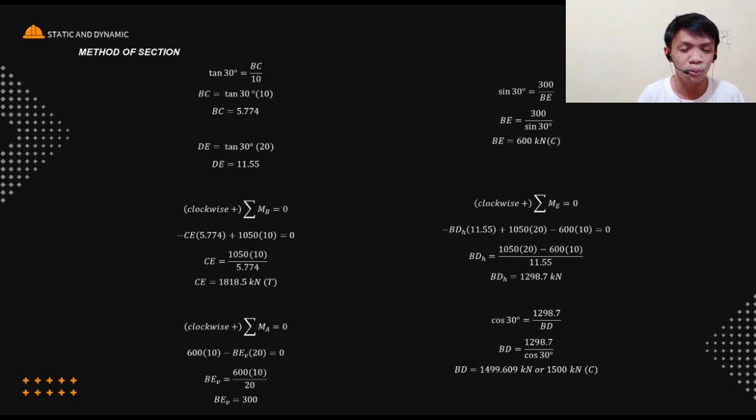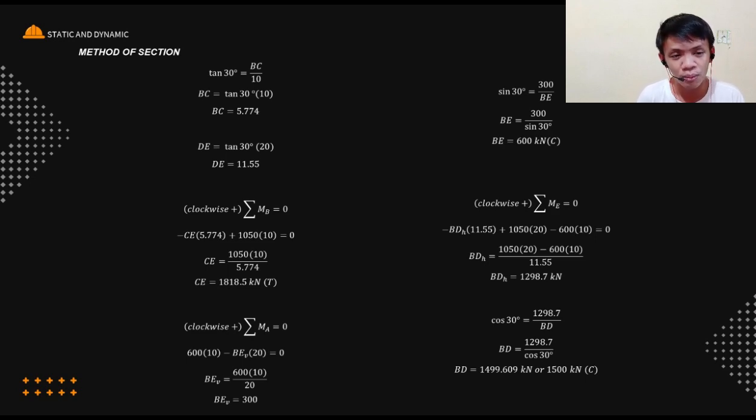So, but before that, kukunin muna natin yung forces para dun sa BE vertical, since hindi naman natin agad yun makukuha. Since kulang nga tayo ng forces. So, first, gagamitin ulit natin yung summation moment A is equals to 0, which is yung meron ditong 600 multiplied by 10, which is yung moment arm niya, minus sa BE vertical multiplied by 20, which is yung moment arm, is equals to 0. So, isolate na ulit natin yung BE vertical. So, ang makukuha natin is 600 multiplied by 10 over 20. So, yung BE vertical natin ay equivalent sa 300 kilonewton.